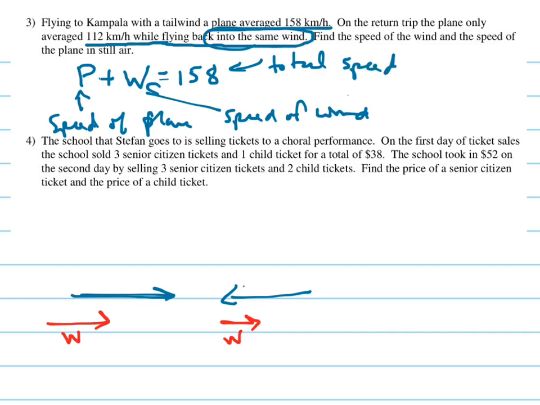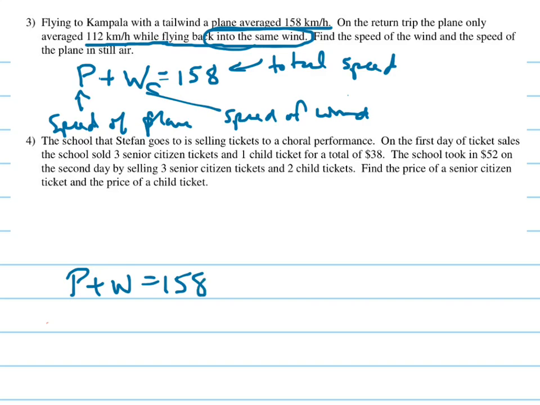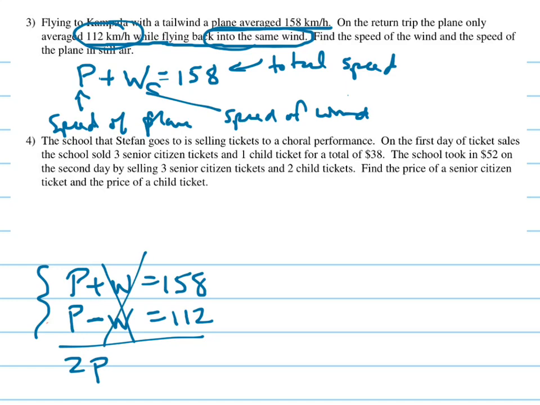So there's your formula. I'll write it down on the bottom here on the paper. Your formula would be P plus W equals 158. And then on the return trip, the speed's only 112. So your plane speed minus your wind speed is going to be 112. And so there's our system. Again, the easiest way to solve this is to add them straight down. 2P, the W's cancel, equals 270, which means P equals 135.